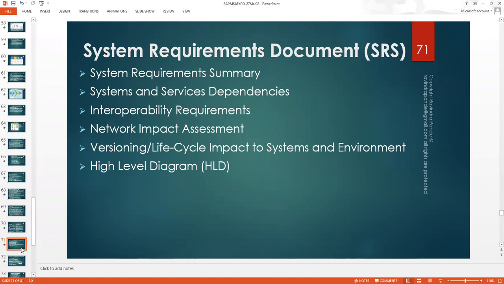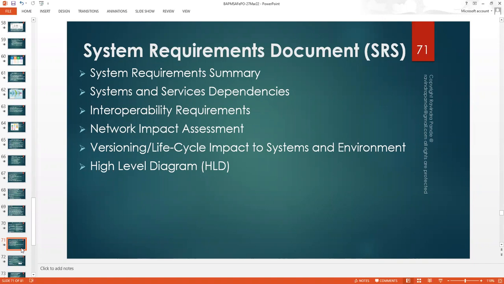The system requirement specification document starts with Chapter 1, the system requirement summary. Then system, services, and dependencies: how the system depends on other software solutions already in place. Interoperability requirements: in case you are deploying this at a couple of places, how can one solution fit all, or do you need a number of versions for different places? The network impact assessment; here we are standardized on cloud, so that point is reduced to almost negligible. Versioning and lifecycle impact of the system and environment.